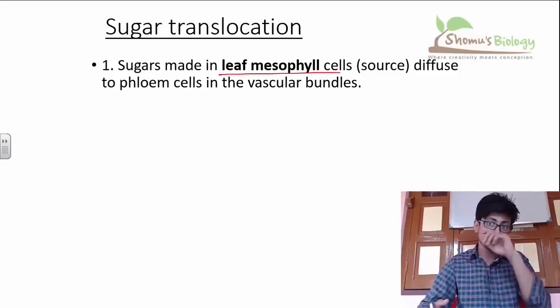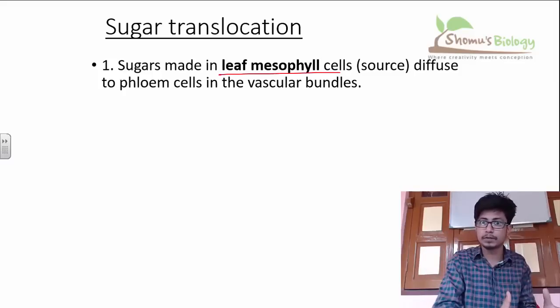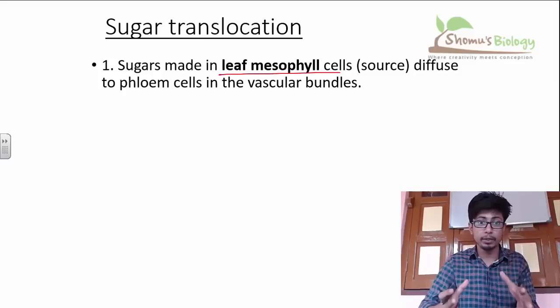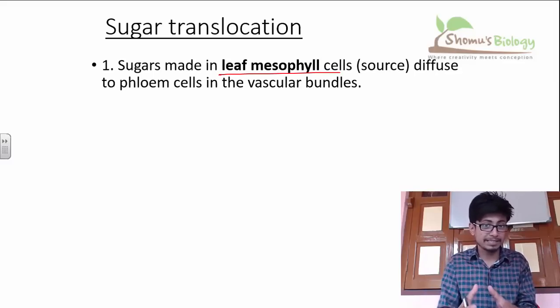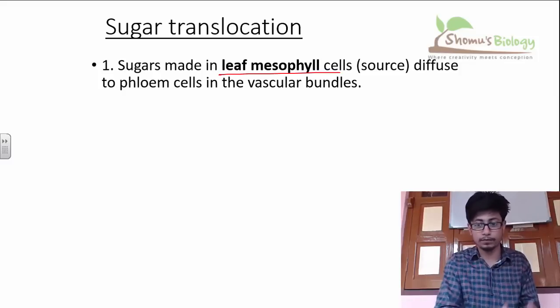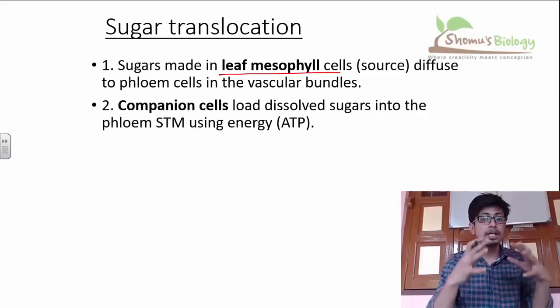Once the sugar is produced inside the mesophyll cells, it will slowly diffuse to the phloem cells in the vascular bundle. And then what happens?